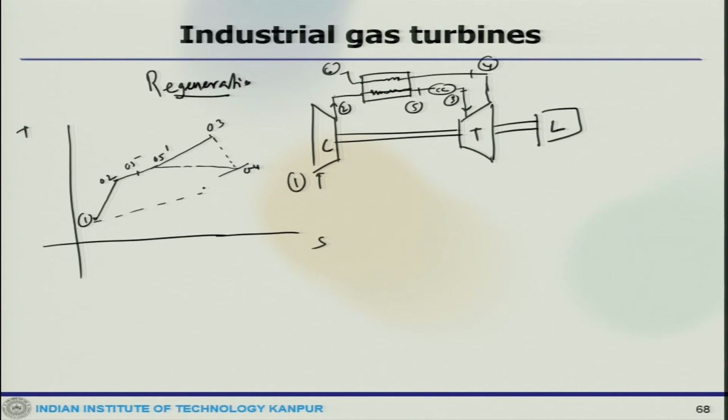So, that is the single spool configuration. Again, this is one turbine and one compressor unit, and you regenerate the heat. This is one way that you can use the exhaust gas. Another option is what is called regeneration.